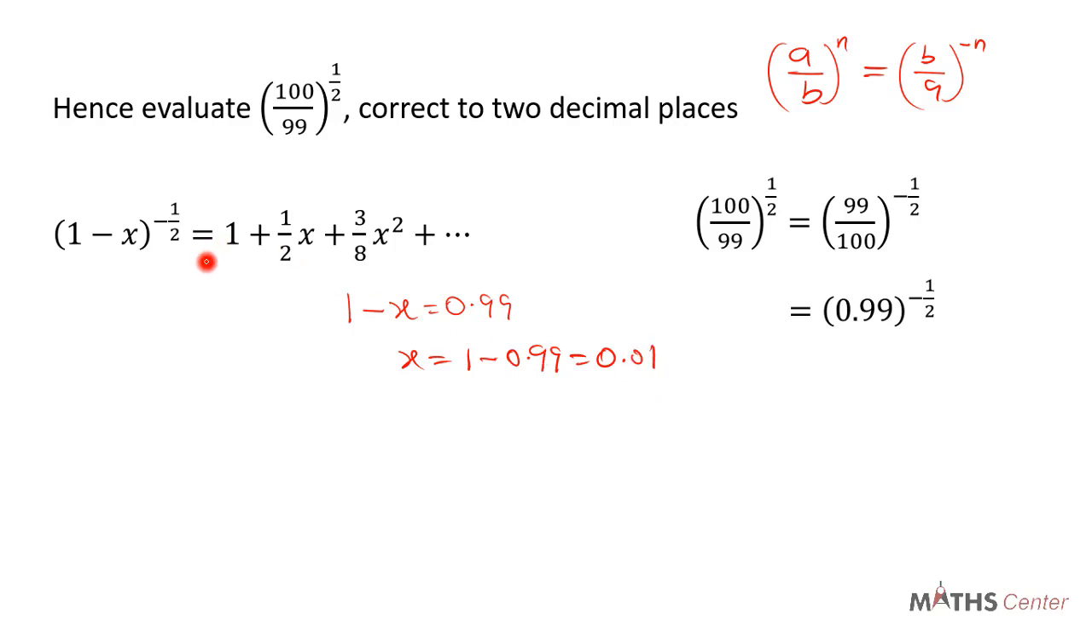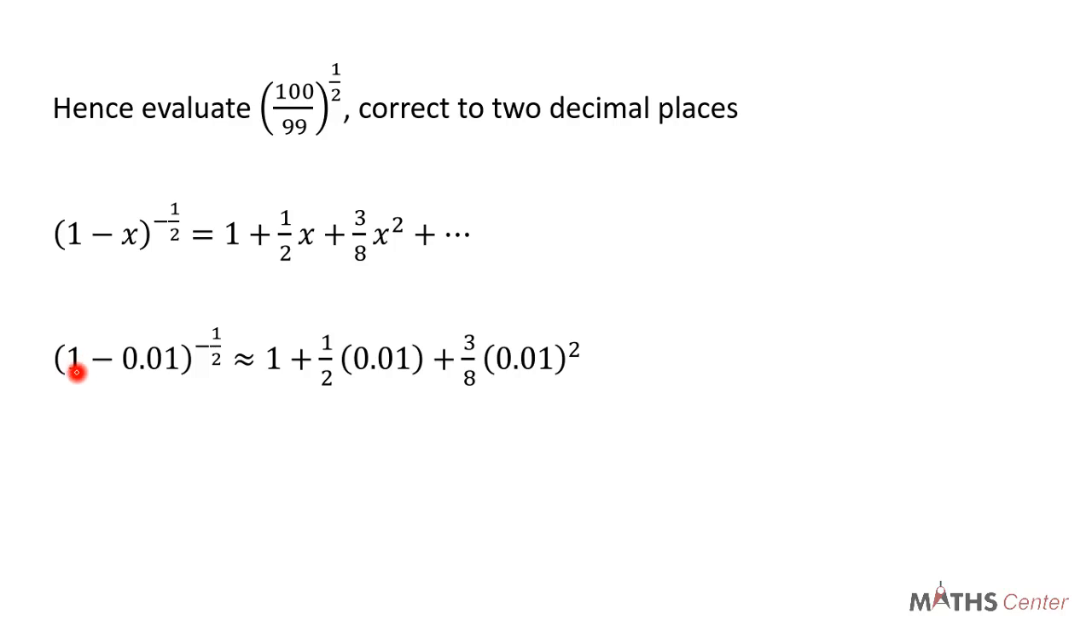So this means that if we want to use our expression here to evaluate 100 divided by 99 exponent half, we will have to substitute x is equal to 0.01 into our expansion. So let's do that. We know that x is 0.01, so 0.99 can be written as 1 minus 0.01. And so our 100 divided by 99 exponent half, we have now been able to express it as 1 minus 0.01 exponent negative half.